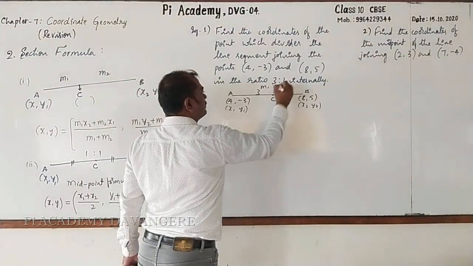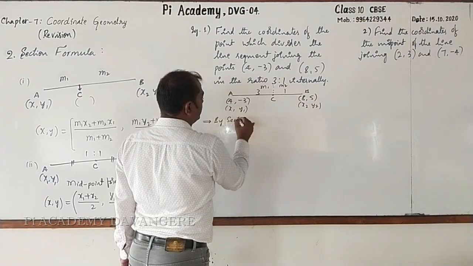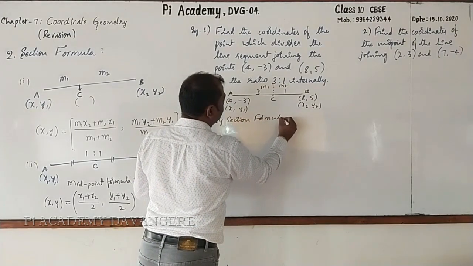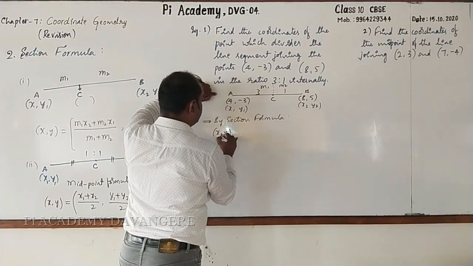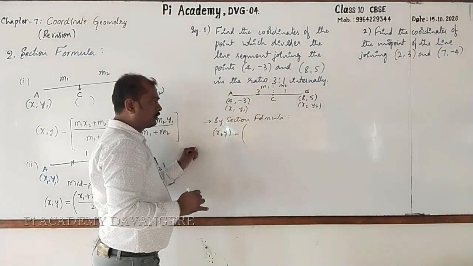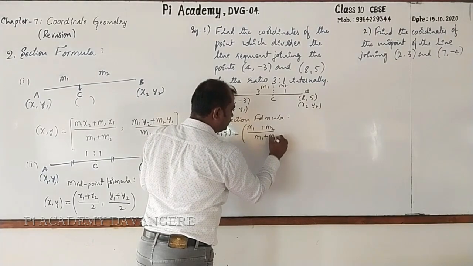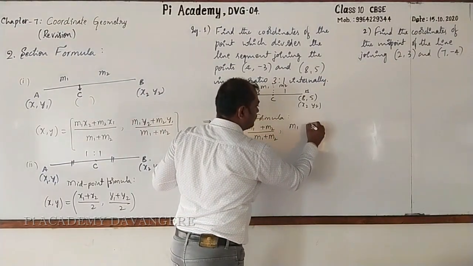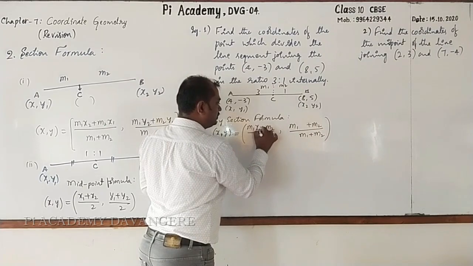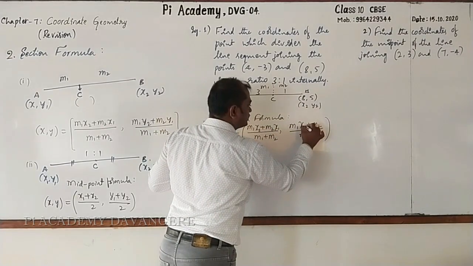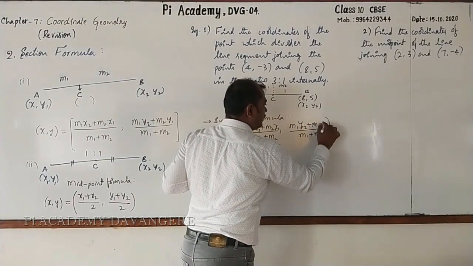Here, for the explanation purpose, I am writing it directly. By section formula, I told you to write the section formula in the easiest way. Okay. Coordinates of the point, that is x, y, is equal to m1 plus m2 by m1 plus m2, then m1 plus m2 by m1 plus m2. Here you should write x2, this is x1. It is x2, this is x1. Sorry, it is y2 and y1.